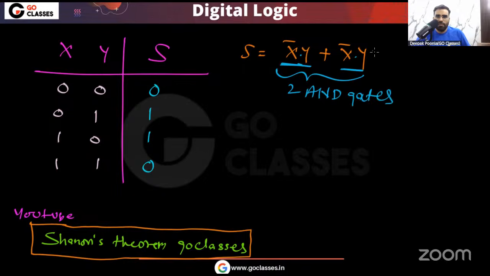In this expression, we are getting only two AND gates. If you convert this expression to a circuit, then what you will see? Then you will see that there are two AND gates and there will be one OR gate. Correct? This type of circuit you will get.